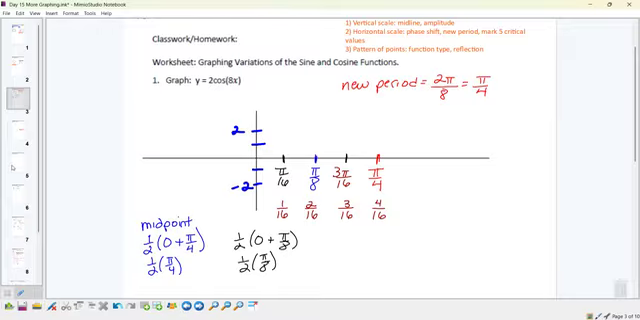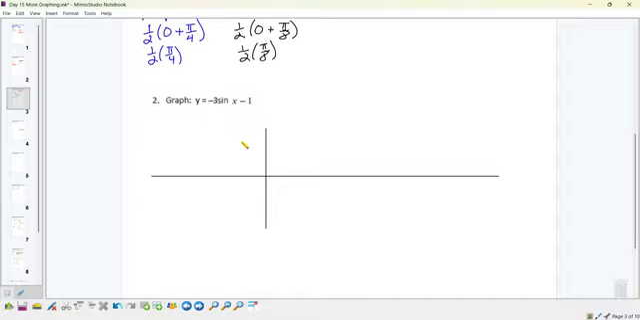All right, so now we need our points. It's a cosine function, so that's maximum, midline, minimum, midline, maximum. Okay, let me make this a little more see-through. Maximum. This way you can still see my x scale. All right, let's try number 2.